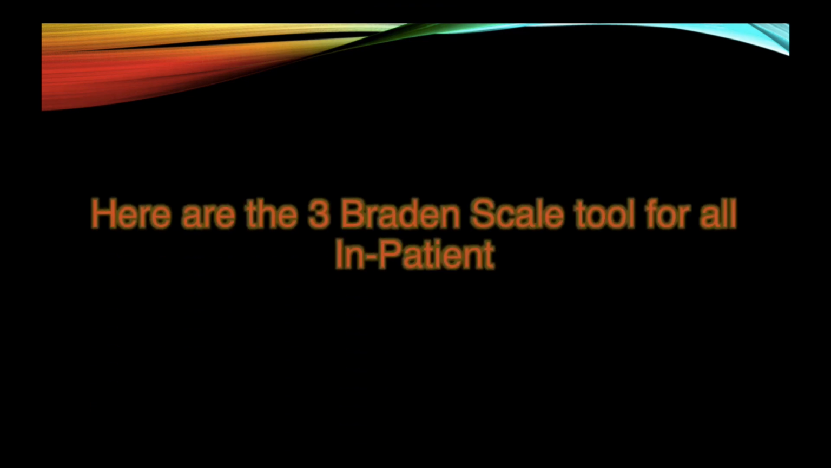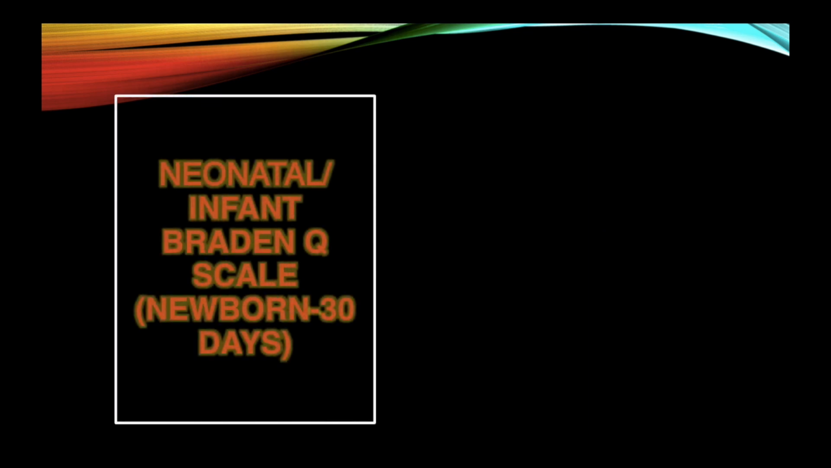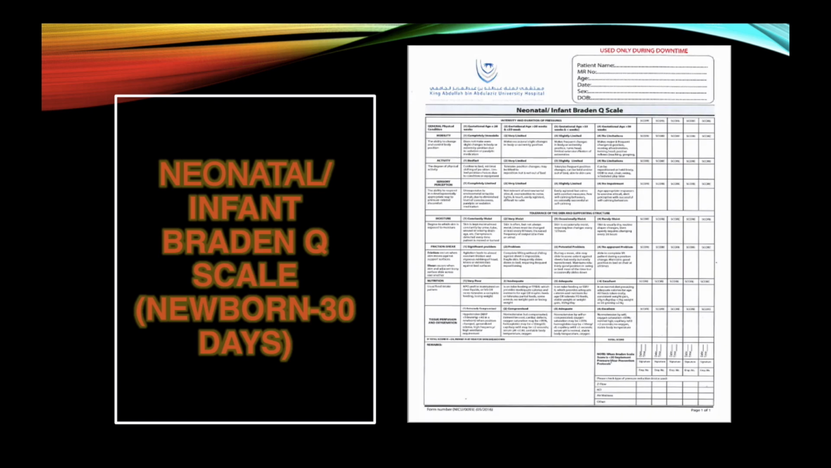Here are the 3 Braden Scale tools for all inpatients. First of all, the neonatal or infant Braden Q scale for newborn to 30 days. Assess each of the 8 subscales and select the description for each category that best describes the neonate patient's current condition. The 8 subscales are general physical condition, mobility, activity, sensory perception, moisture, friction and shear, nutrition, tissue perfusion and oxygenation. Each of the 8 subscales is scored from 1 to 4.